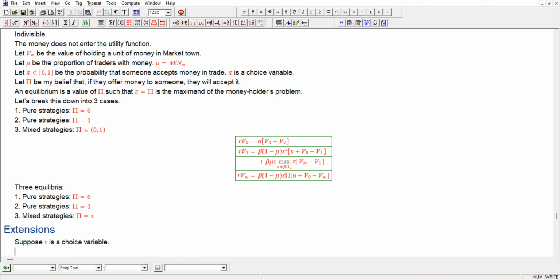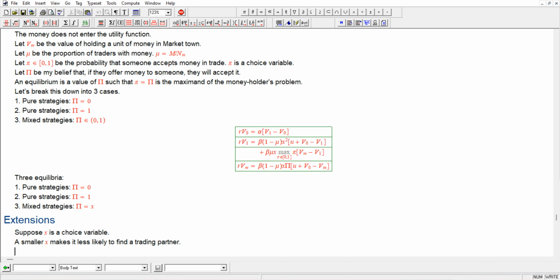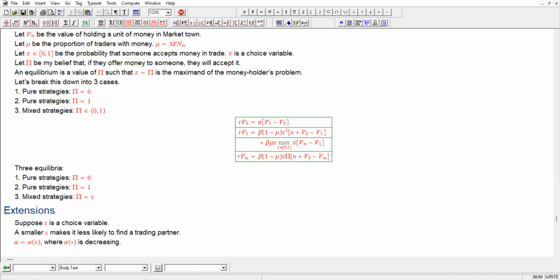So suppose if you decide to choose a smaller x, obviously it makes it less likely to find a trading partner. But let's say x also makes you more productive. Let's say alpha is a function of x, where the function a is decreasing. In other words, a broader x makes you less likely to produce, but a narrower x, you're more specialized, you're better at what you do, and so you are more productive.